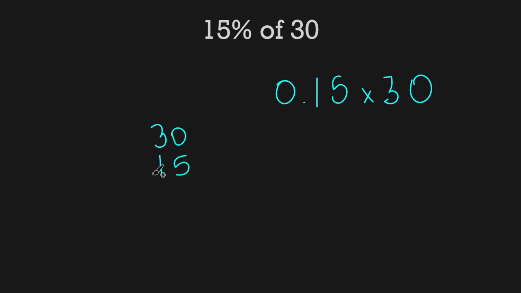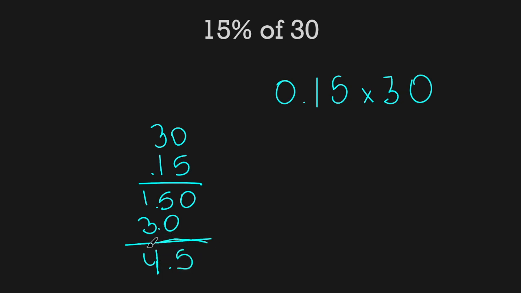The second option is to convert the percentage to a decimal. So 15% as a decimal would be 0.15 times 30. 30 times 0.15 would be 0 and 15, 0 and 3. Put the decimal, 4.5. As you can see, we get the same answer with both methods.